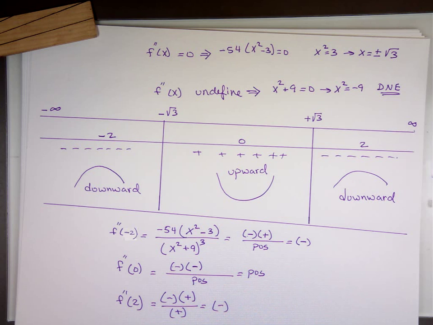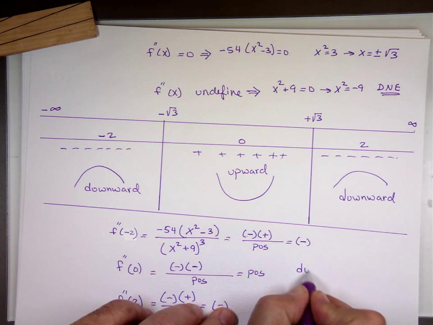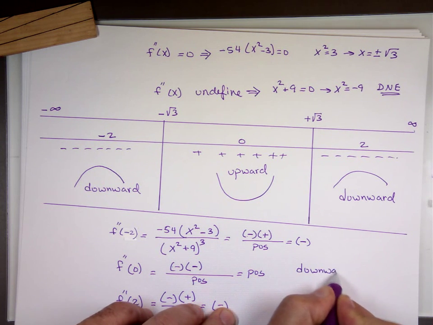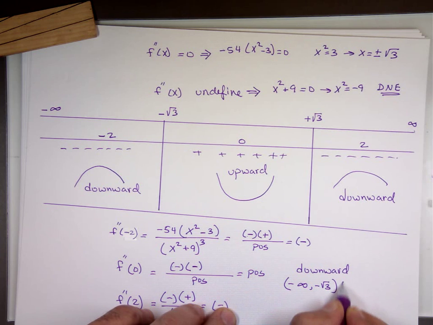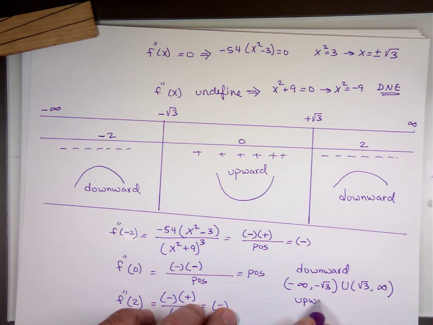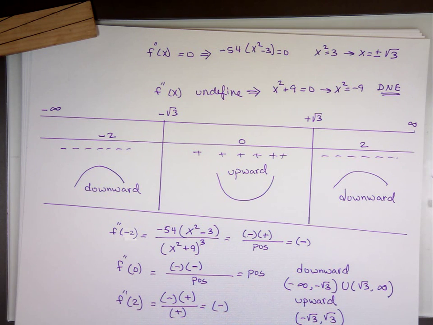So downward from negative infinity to negative the square root of 3. Don't forget to add to it from the square root of 3 to infinity. Upward from negative the square root of 3 to positive square root of 3. That was number 6.